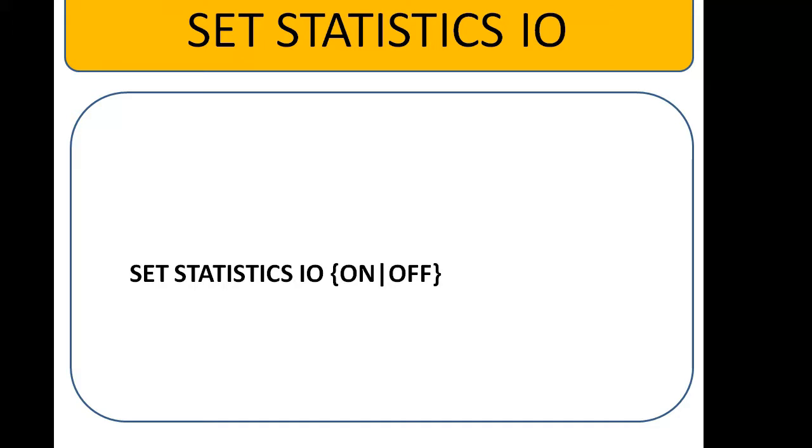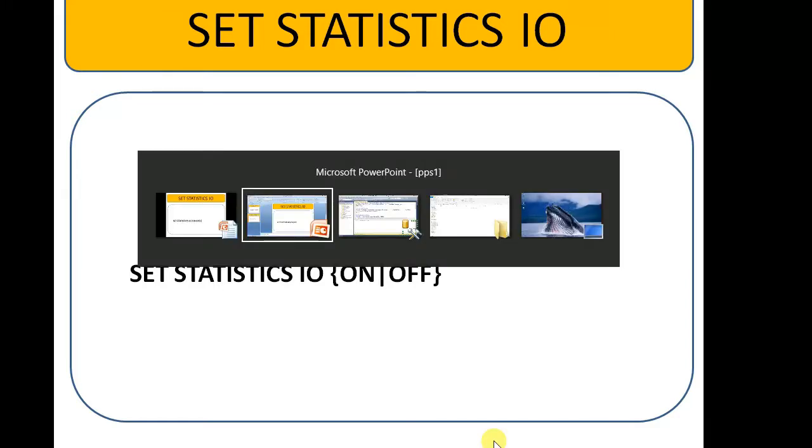If we enable it with ON, it displays information about the number of scan counts generated by these TSQL statements, the number of page reads from logical cache or disk, and the number of text, ntext column page reads from logical or disk activity. When it's disabled, it does not display this information. Let us check with the simplest example.